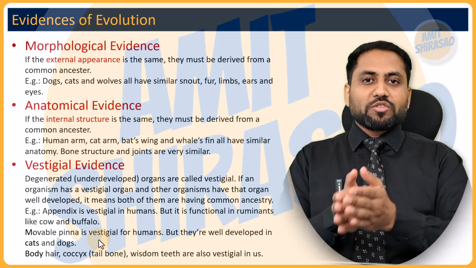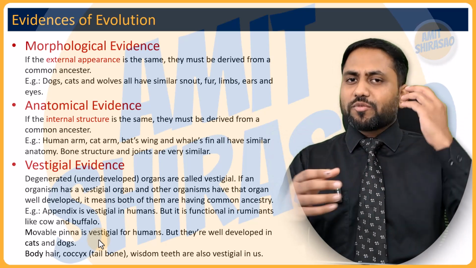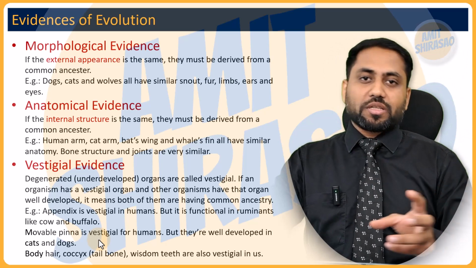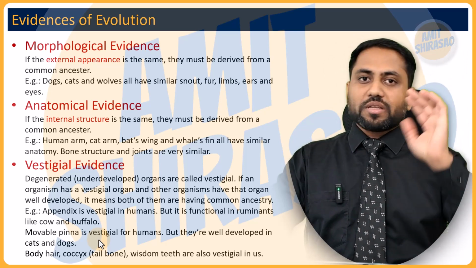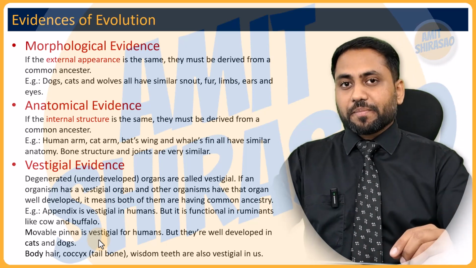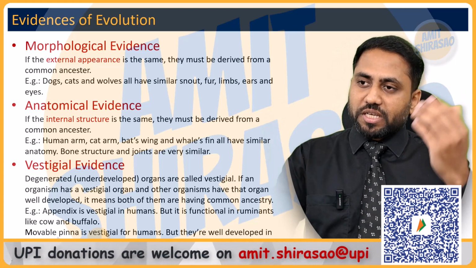Because humans, dogs, cats, wolves, all of them have come from a common ancestry, and that's why some of the parts are vestigial in us, because we have evolved and we have changed the situation around us, so we don't require the pinna so much. But yeah, some other species do require it, and all of these species have come from a common ancestor. So the theory of evolution is proven again.